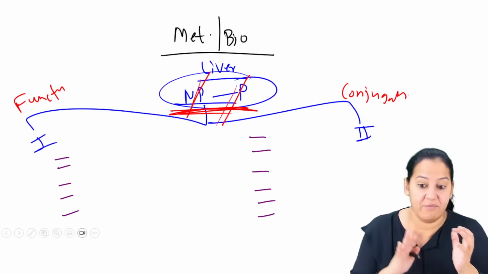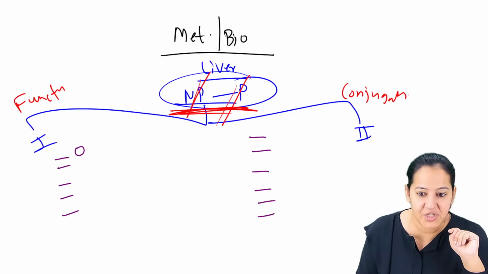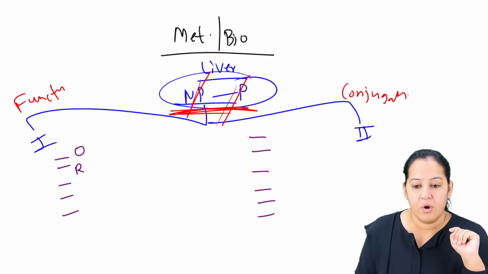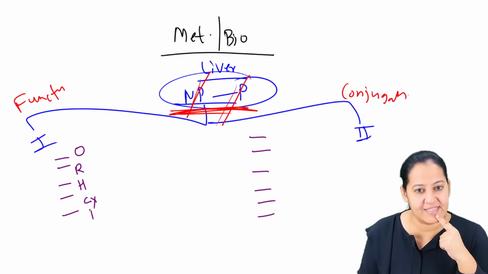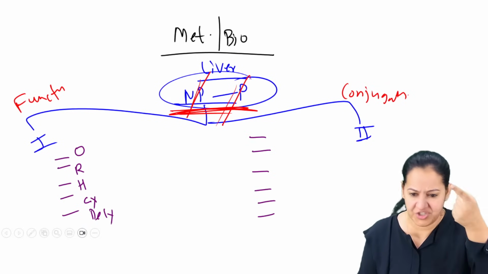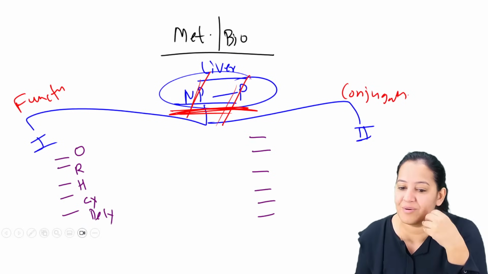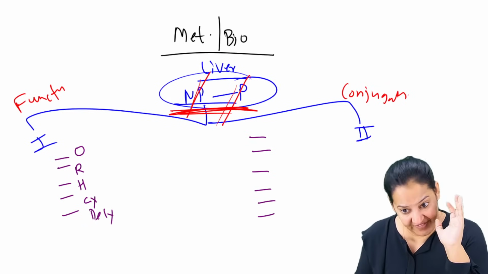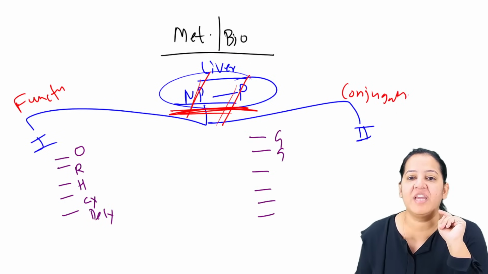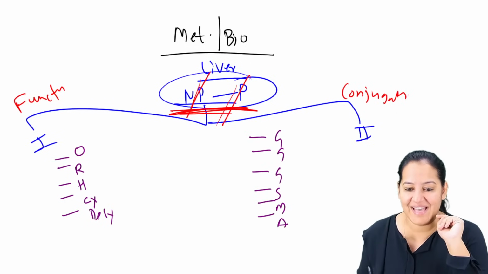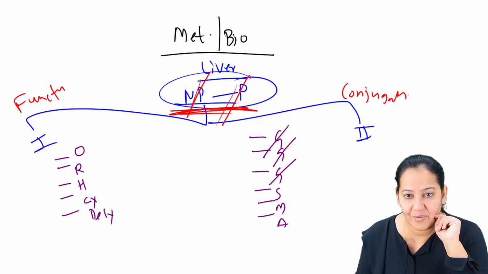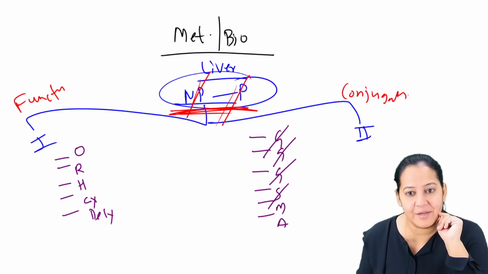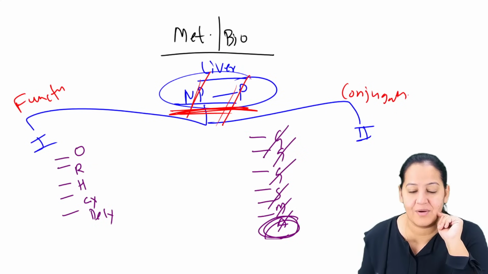Which of the following is phase 1? In phase 1, it's oxidation, reduction, hydrolysis, cyclization, and decyclization. Very easy to learn. In phase 2, there are 6 methods. Triple G SMA: glutathione, glycine, glucuronide, sulfate, methyl, acetyl. Currently the question is on acetylation.